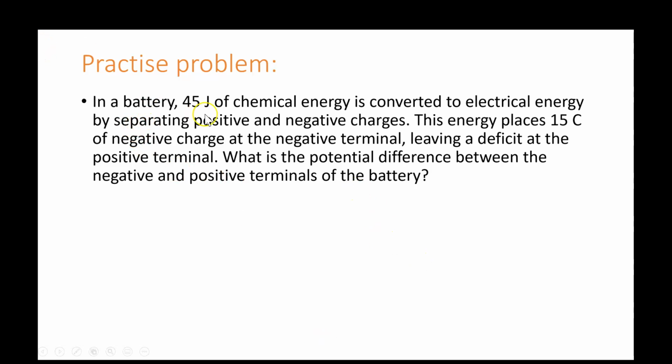So in a battery, 45 joules of chemical energy is converted to electrical energy by separating positive and negative charges. This energy places 15 coulombs of negative charge at the negative terminal, leaving a deficit at the positive terminal. What is the potential difference between the negative and positive terminals of the battery?